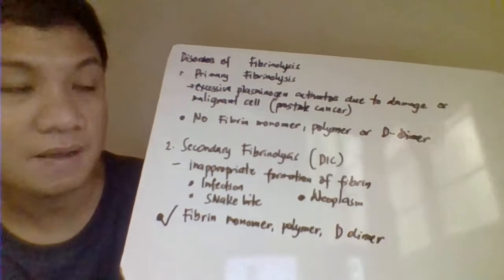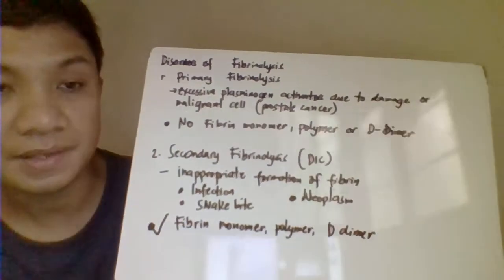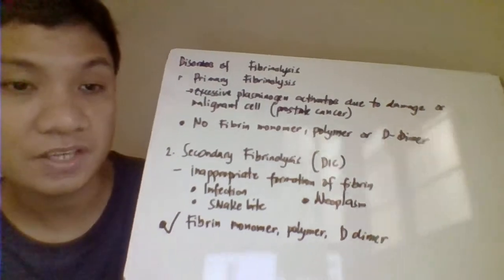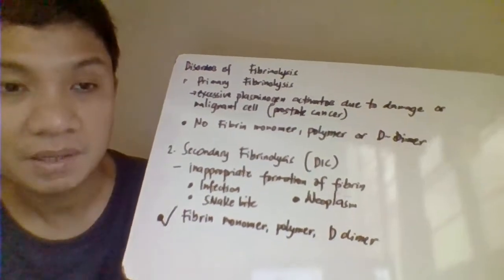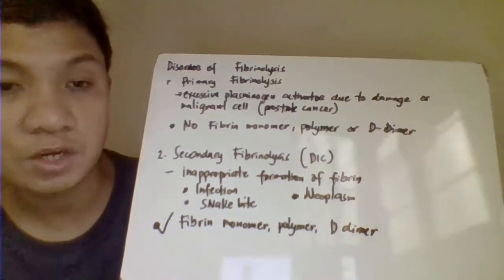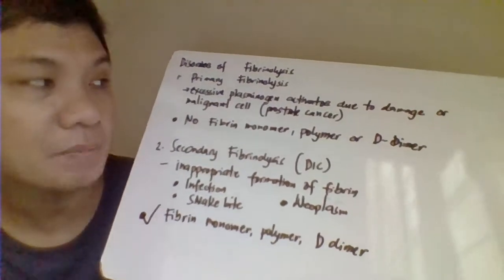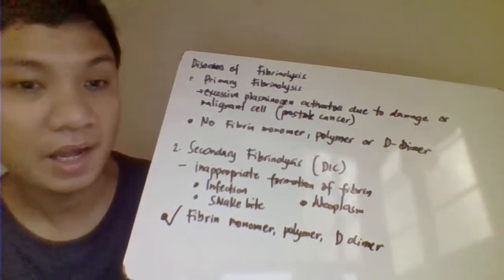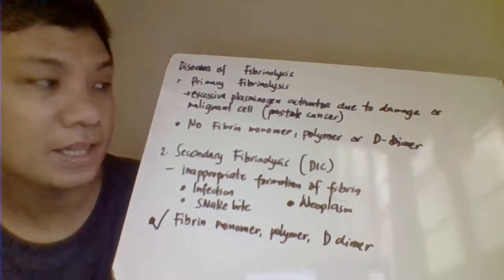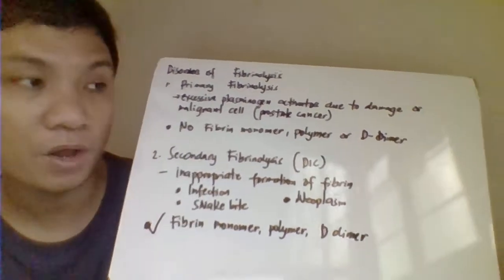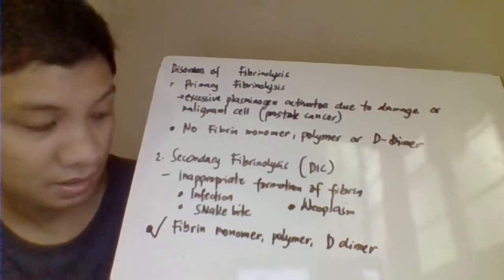So, the primary fibrinolysis is characterized by the excessive activation of your activators because we are producing malignant cells which are producing much of your activators. So, in the case, for example, of prostate cancer. Okay, so in the primary fibrinolysis, wala tayong fibrin monomer, fibrin polymer, and even your D-dimer.